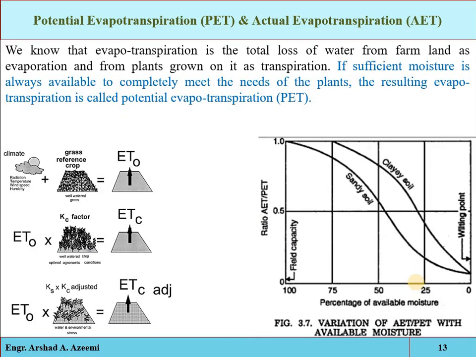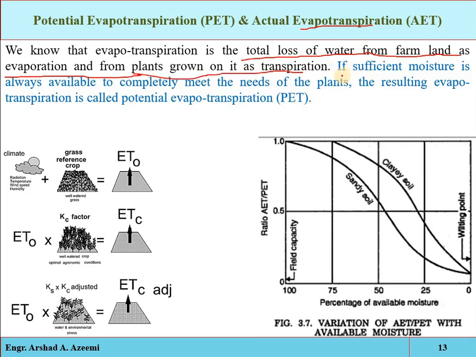Now we have two other parameters which are called the potential evapotranspiration and the actual evapotranspiration. Now, as evapotranspiration is clear, the evaporation from the water surfaces or from the land surfaces and the transpiration from the leaves of the plants is called the evapotranspiration. So evapotranspiration is the total loss of water: from land it is evaporation, and from plant it is transpiration.